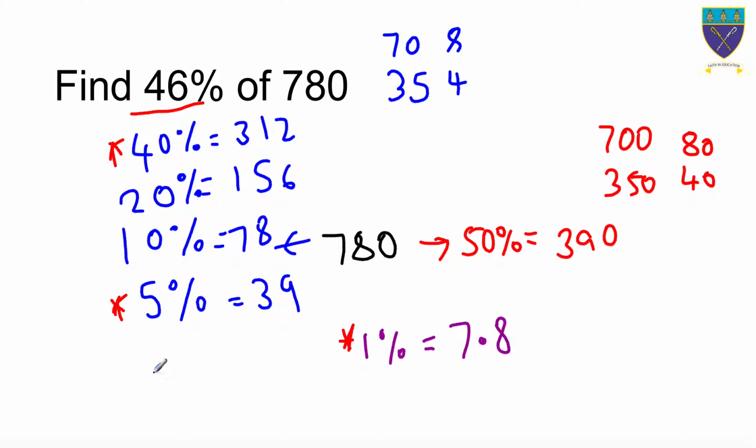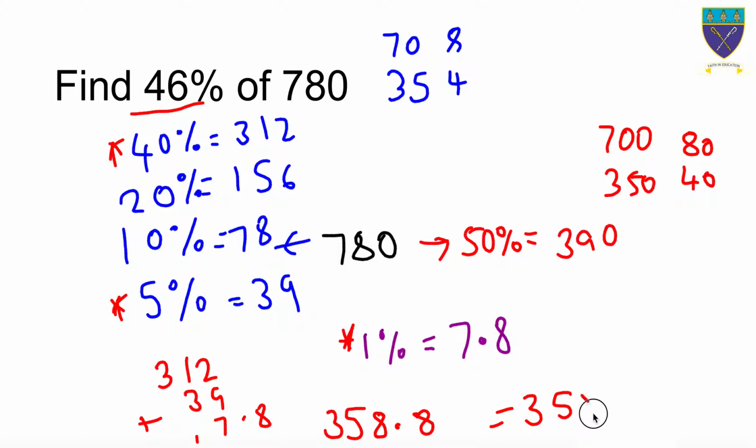I need to add together 312, 39 and 7.8. So adding those together is going to give me 8, then the point. The 2 add 9 is 11, add the 7 is 18. So I carry 1 over to the other side here. And then 1 add 3 add 1 is 5. And then 3 add nothing is 3. So my answer is 358.8 for 46%.